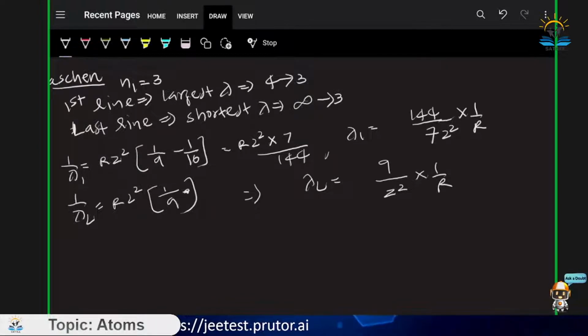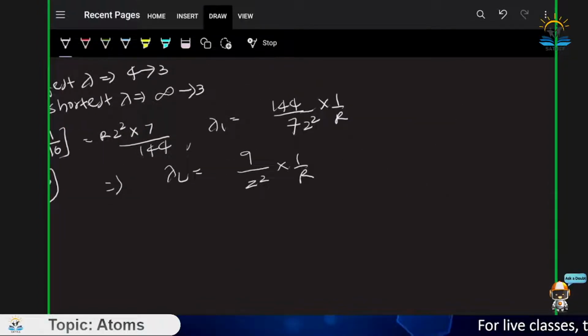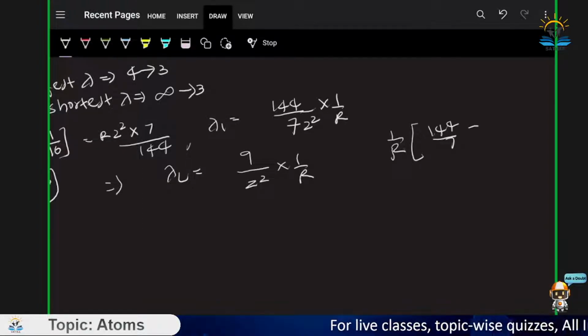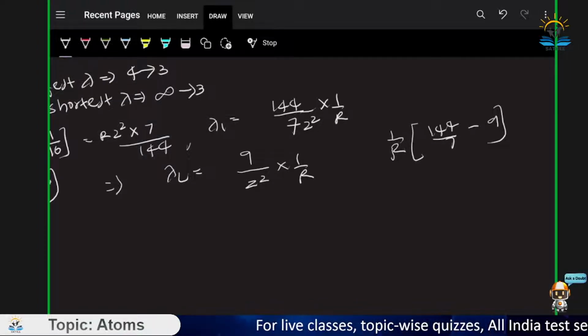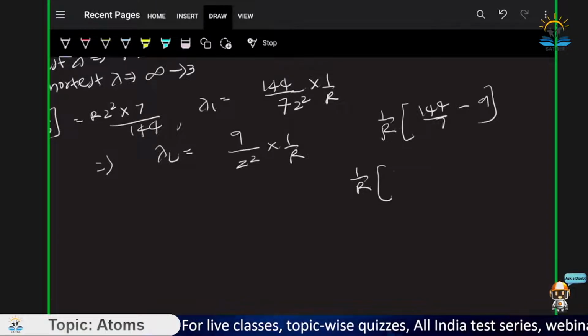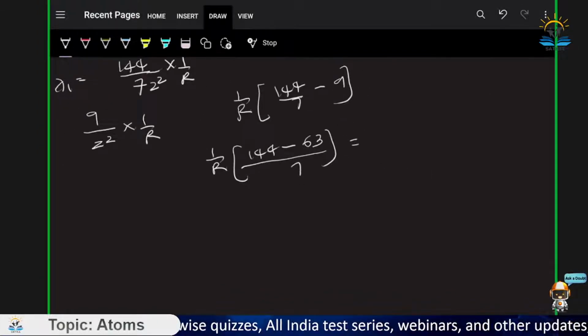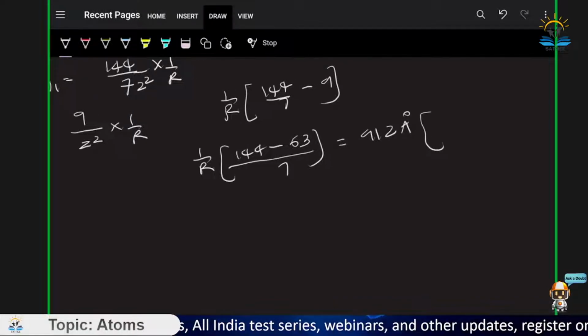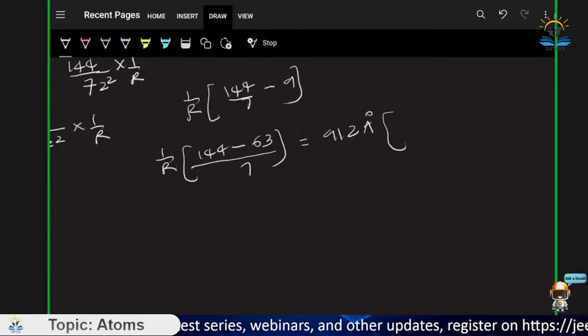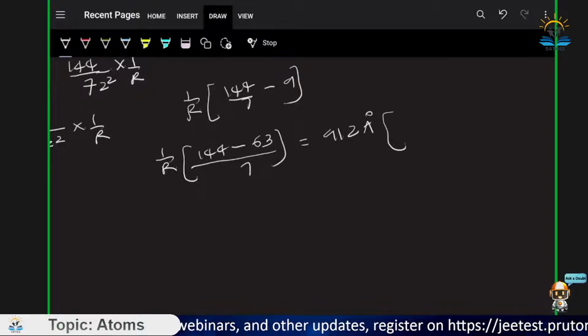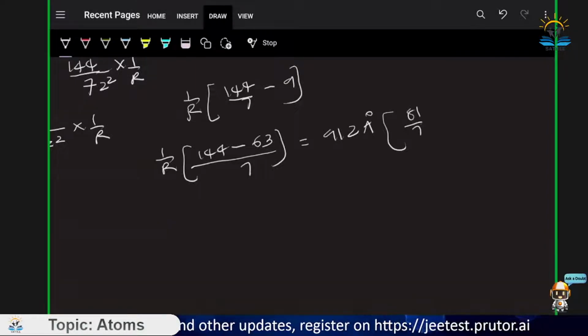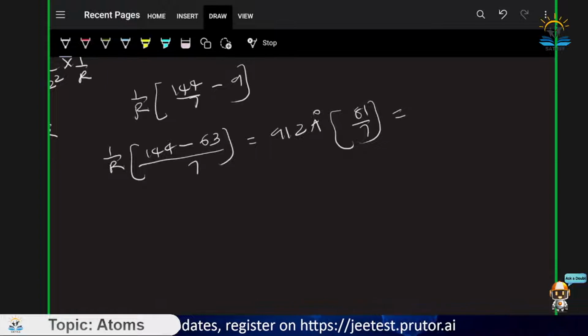Z square equal to 1. So we have to find the difference, lambda 1 minus lambda L. We will get 1 by R into 144 by 7 minus 9, which is 1 by R into (144 minus 63) divided by 7. 1 by R is 912 angstrom into 81 by 7. So this will be 912 into 81 by 7.